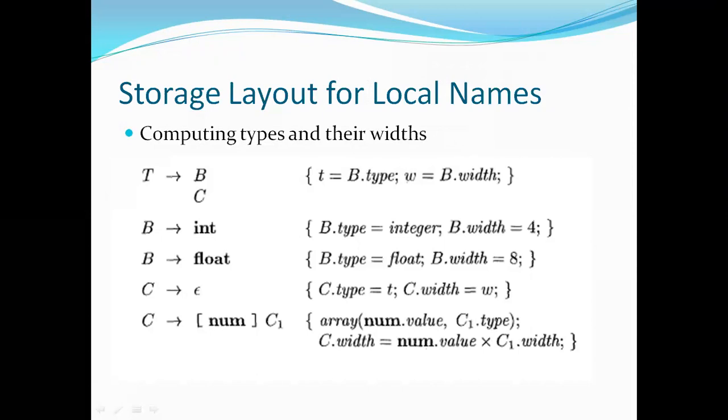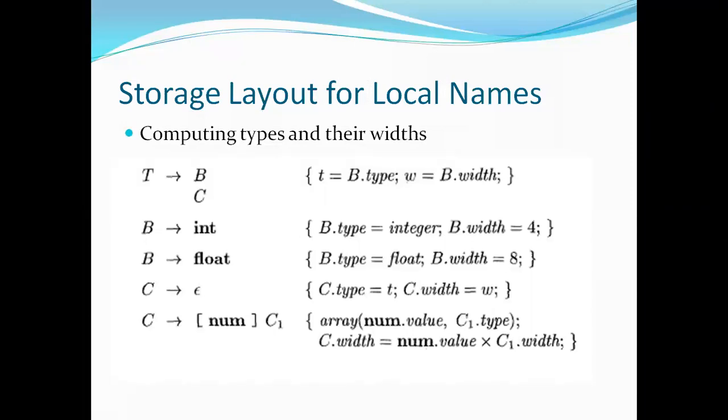Now after getting the c1.type, I need to get the value for c.width. So how am I getting that value? By performing these two, that is num.val. Num itself has a val as an attribute.